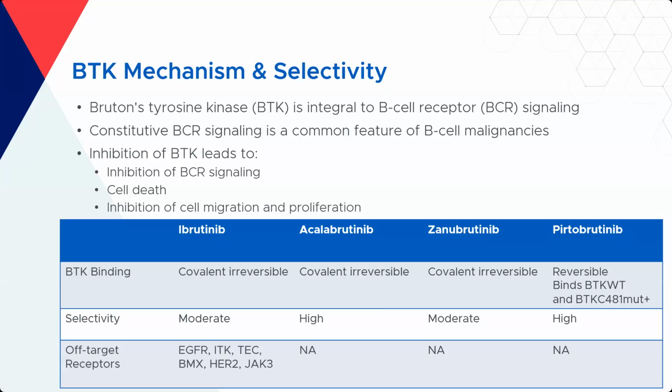Acalabrutinib and zanubrutinib are our second generation BTK inhibitors. They're both covalent irreversible binders of BTK. You'll see acalabrutinib is highly selective, whereas zanubrutinib is moderately.